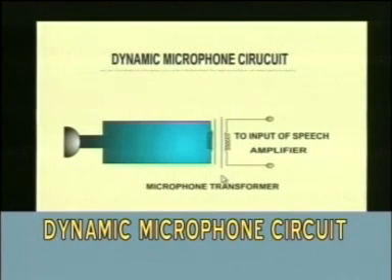Dynamic microphone circuit. As we have seen, the dynamic microphone can be called a permanent magnet moving coil microphone, which converts air signal into an electrical signal by the help of diaphragm, magnetic lines of force, voice coil, and the electrical signal at the output. The same electrical signal at the output is taken by a transformer, may be known as the step-up transformer, and then given to a speech amplifier.